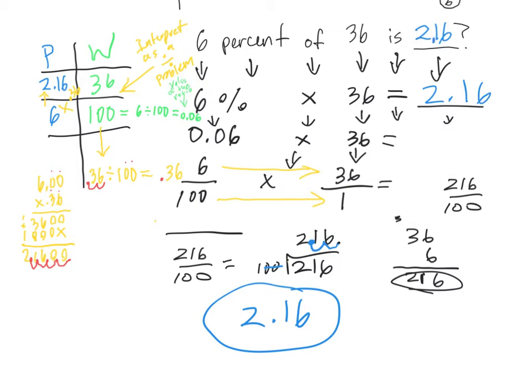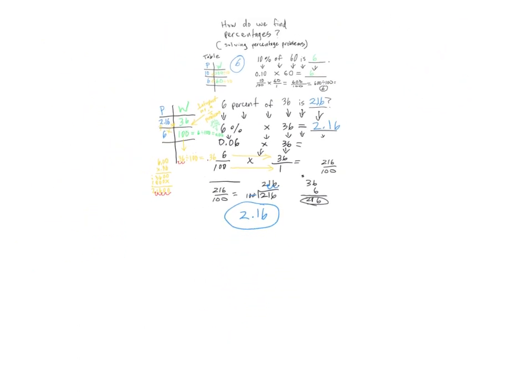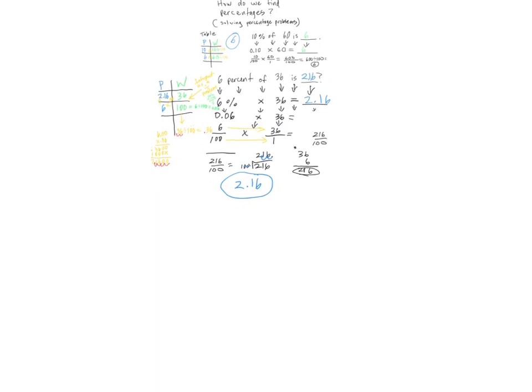2.16 is 6% of 36. Now, most of the problems that you're going to see are not going to be as simple as just being able to translate straight across. And the reason is they want to know that you can kind of find things that are out of place.